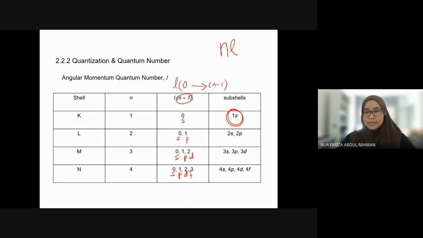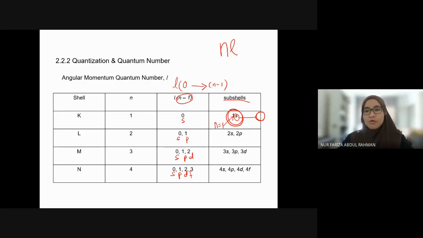From this subshell notation, we have the information that 1s means N is equal to 1. S means the electron is in the S orbital, which is in spherical shape. Like the nuclear notation of the elements in the periodic table last time, we have the symbol, the mass number, and at the bottom the proton number. That is what we call nuclear notation, right?